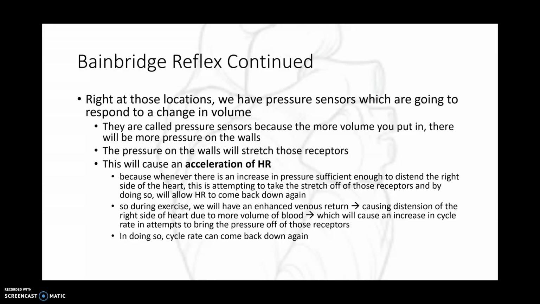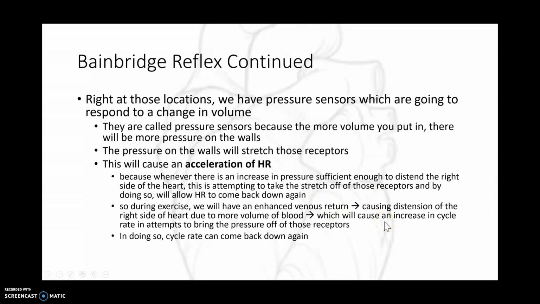So during exercise, we will have enhanced venous return, right? So we're going to have enhanced blood flow returning to the heart. That's what venous return means. Causing distension of that right side of the heart due to more volume of blood. So now we're talking about exercise. We're enhancing venous return, more volume coming back. We're going to distend the right side of the heart due to more volume coming in, so we are going to put more of a stretch on those receptors. This will cause an increase in cycle rate in attempts to bring the pressure off of those receptors because we have so much volume coming in. And in doing so, cycle rate can then come back down.